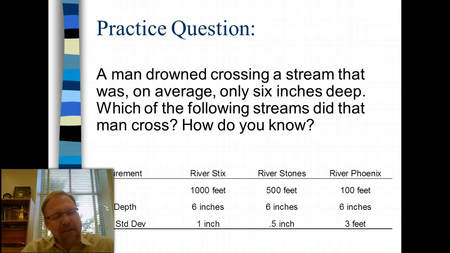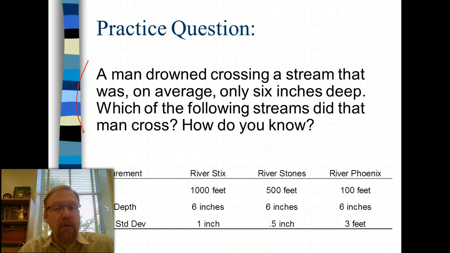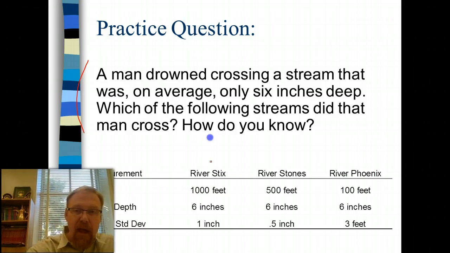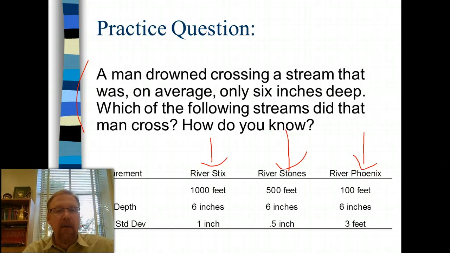And then finally, this is a kind of a silly question, but I think it's an interesting one. If a man was drowned crossing a stream that was on average only 6 inches deep, and remember, that's not very deep, so it would be hard to drown in that. Which of the following streams did that man cross, and how do you know? Well, here we have the width, the depth on average, and the standard deviation of the depth of the River Styx, the River Stones, and the River Phoenix. Right? Which one did the man drown in?